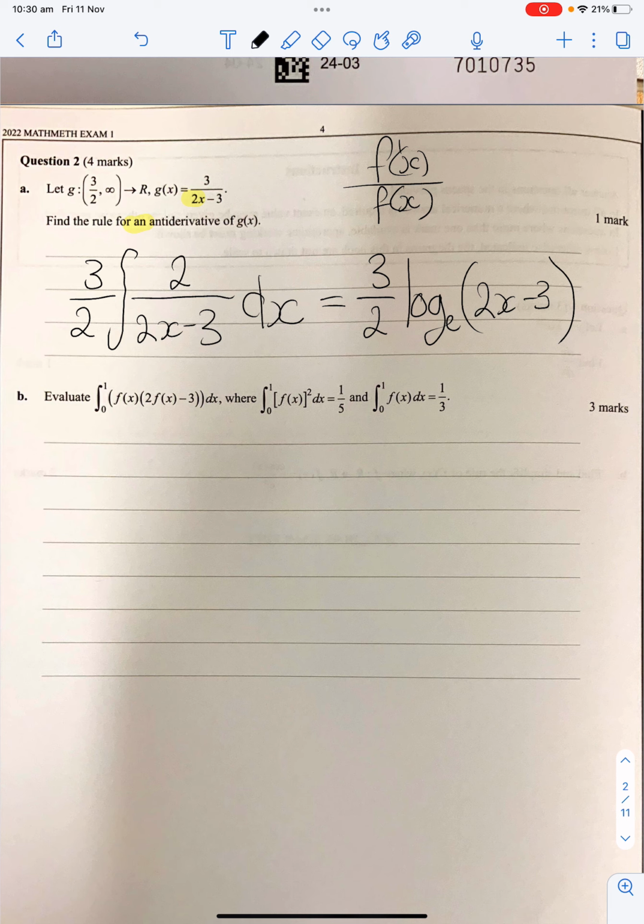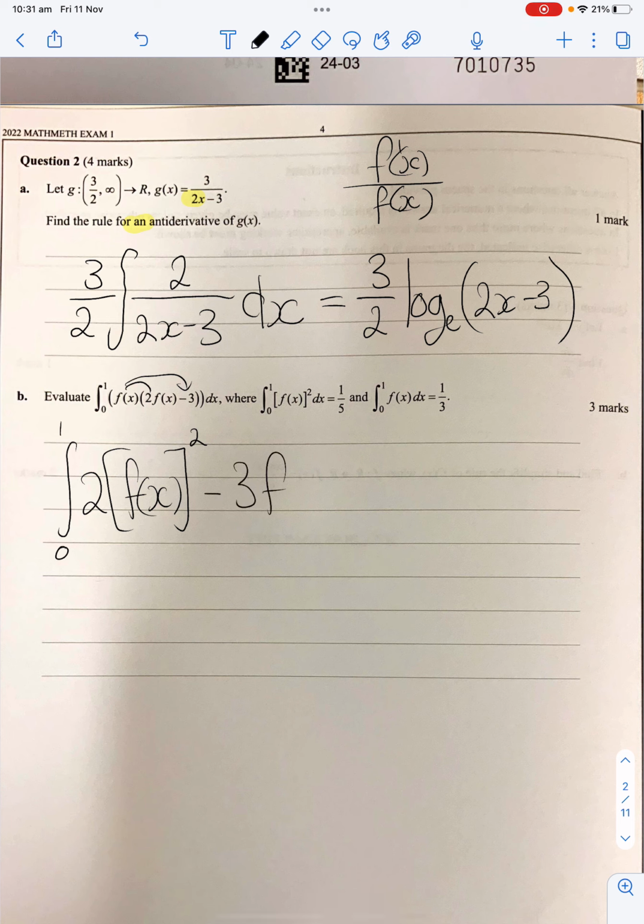All right, next one. Evaluate this one. So first step, let's use some expansion to expand this one out. So we've got the integral from 0 to 1 of 2 f of x all squared minus 3 f of x dx.